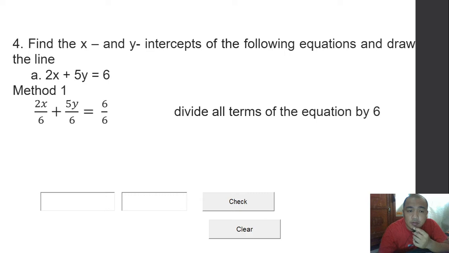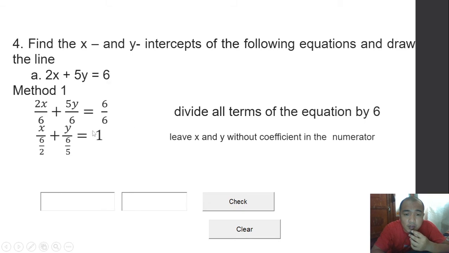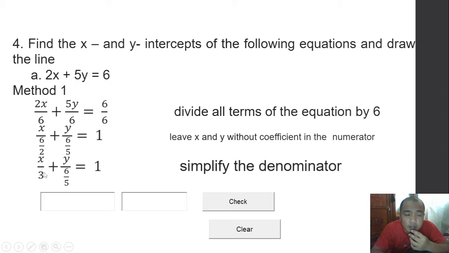divide all terms of the equation by 6, because our purpose here is to make the constant equal to 1. Then simplify. Leave x and y without coefficient in the numerator. So 2x over 6 becomes x over 6 halves. 5y over 6 becomes y over 6 fifths. Then 6 over 2 is 3, so it becomes x over 3 plus y over 6 fifths equals 1.